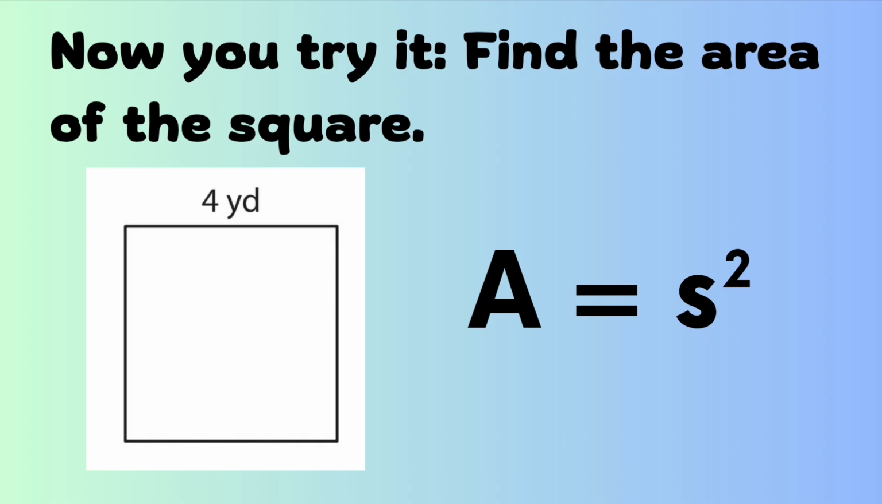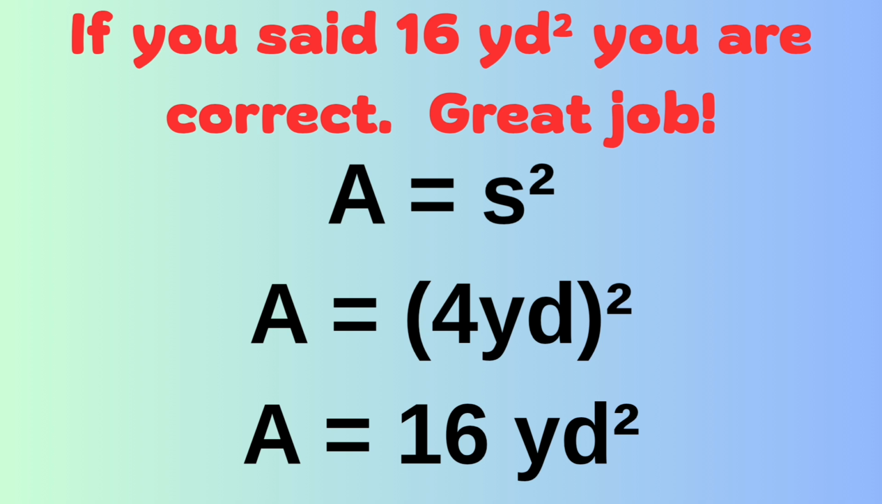Now you try it. Find the area of this square. The side is 4 yards. Remember to use the formula side squared or side times side. If you said 16 yards squared, you are correct. Great job. Remember, the side was 4, so 4 times 4 is 16.